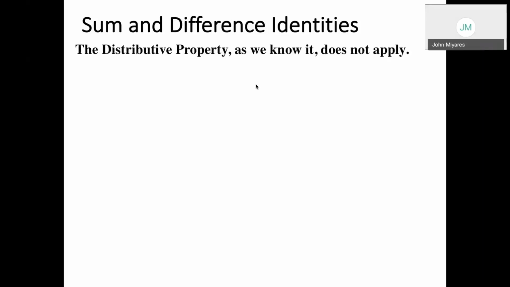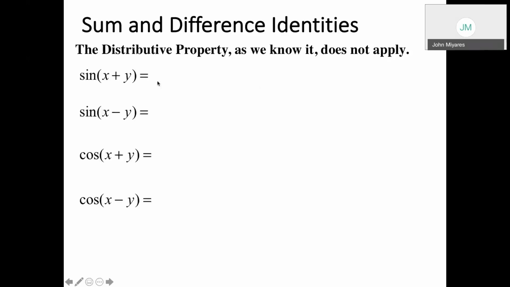The most important thing that I need to emphasize with these identities is that when I'm looking at the sine of the quantity x plus y, or the cosine of the quantity x minus y, the distributive property as we know it does not apply. This does not become the sine of x plus the sine of y. This bottom one does not become the cosine of x minus the cosine of y. There's actually a lot more to this, and the order of operations is going to dictate how we handle it.